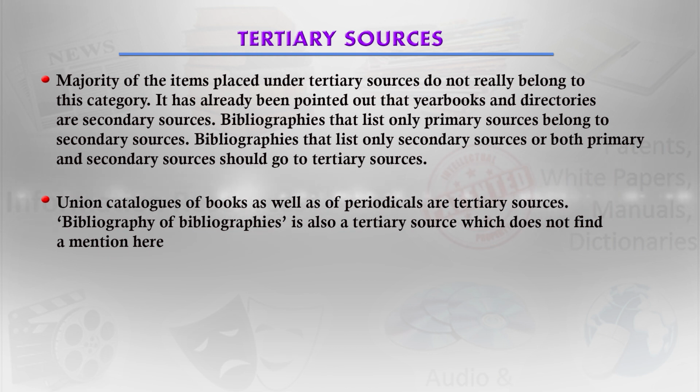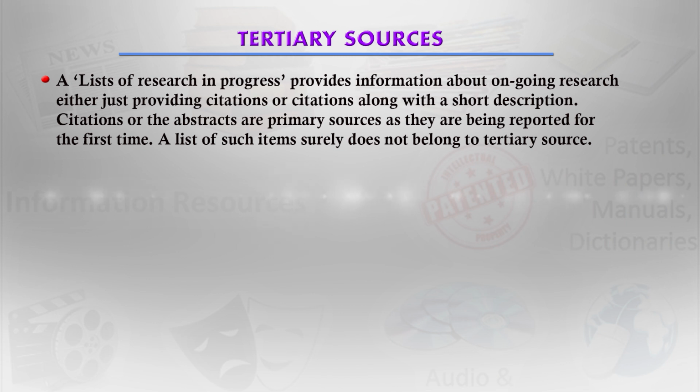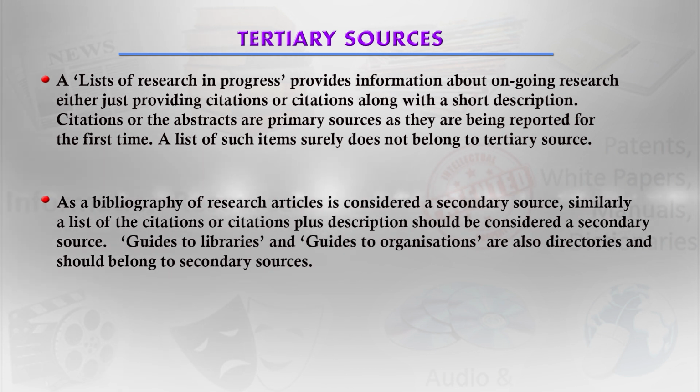A list of research in progress provides information on ongoing research, either just providing citations or citations along with a short description. Citations or the abstract are primary sources as they are being reported for the first time. A list of such items surely does not belong to tertiary source, as a bibliography of research articles is considered a secondary source. Similarly, a list of citations or citation plus description should be considered a secondary source.